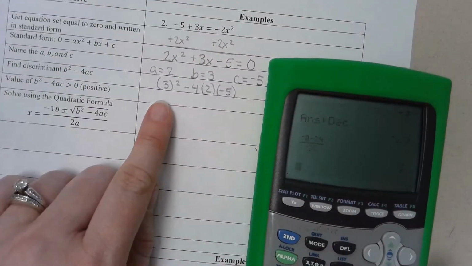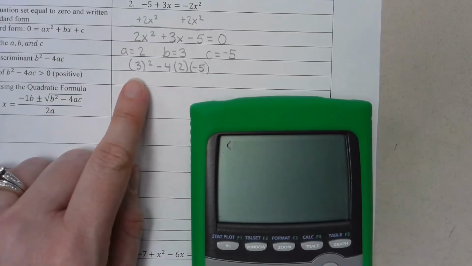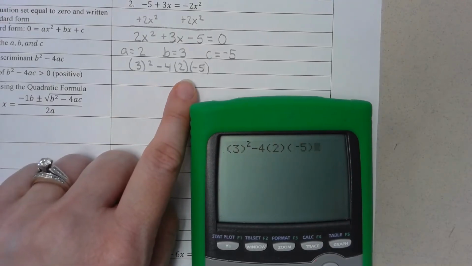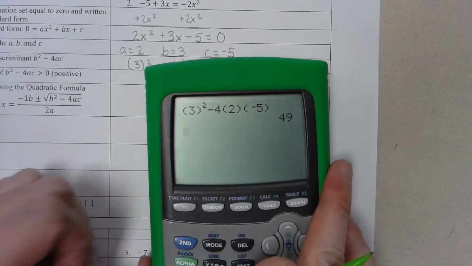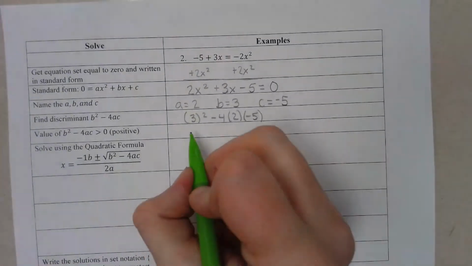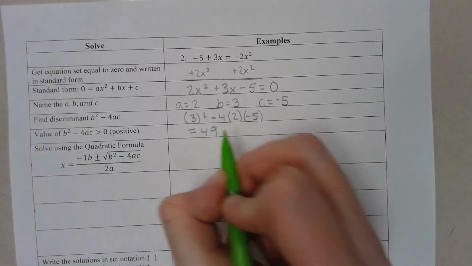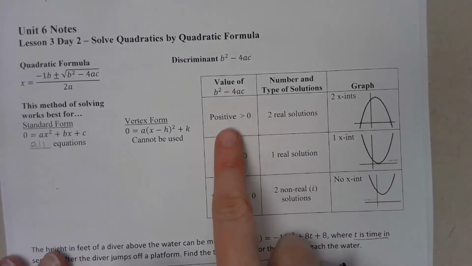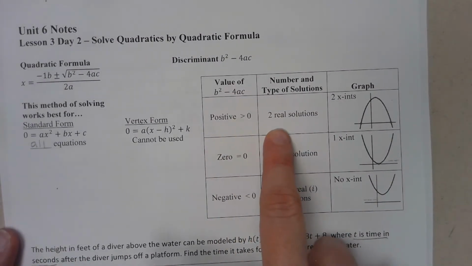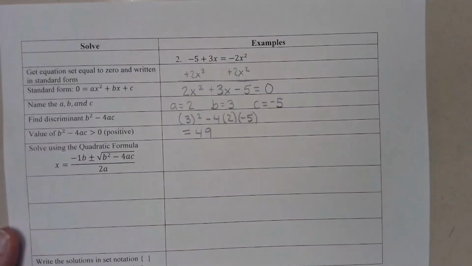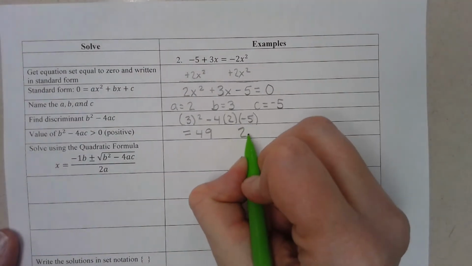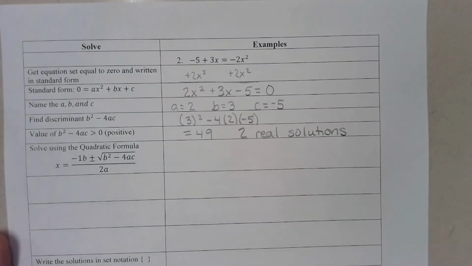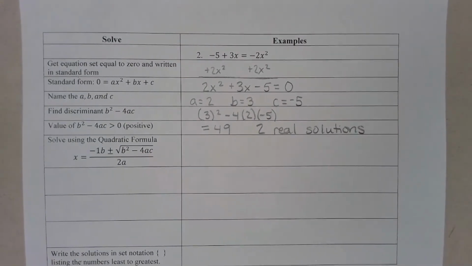We can find the value of that discriminant using our calculator. So 3 squared minus 4 times a times c. That gives us 49. So let's stop and think again for a moment, referring back to our chart at the beginning. Because that is a positive discriminant, we can have two real solutions. And our quadratic formula will help us find those solutions.